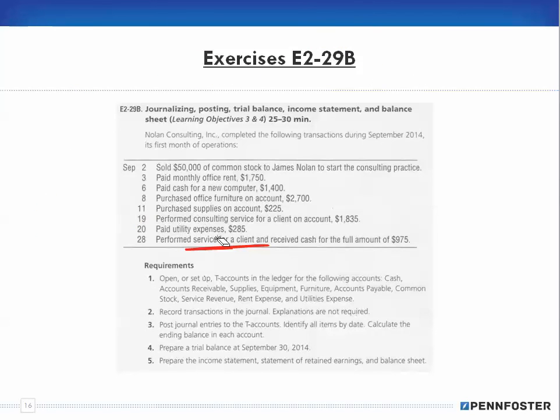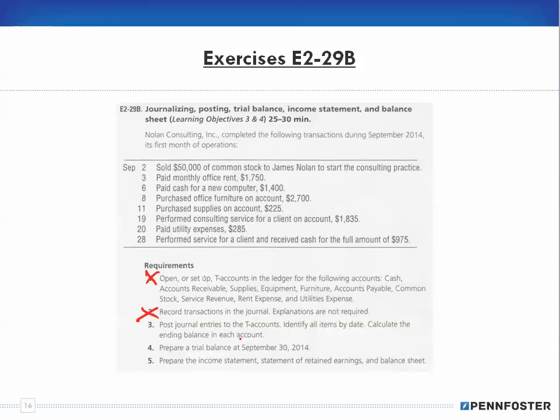So what we've done so far is we did number 1, and now number 2, we just recorded the transactions in the journal. And remember that you can look at those journal entries in the solution manual, so that you have them. Right now it says post the entries to the T accounts, identify all items by date, and then calculate the ending balance in each account.